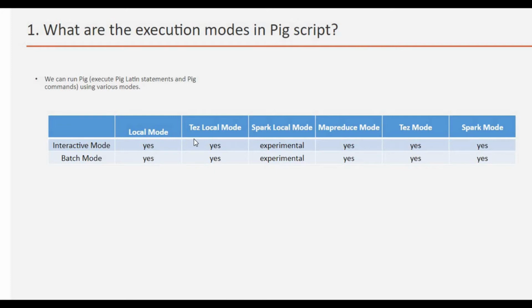If you talk about Apache Pig, Apache Pig is a platform for analyzing large datasets that consist of a high-level language for expressing data analysis programs, coupled with the infrastructure for evaluating these programs. The salient property of Pig programs is that their structure is amenable to substantial parallelization, which in turn enables them to handle very large datasets.